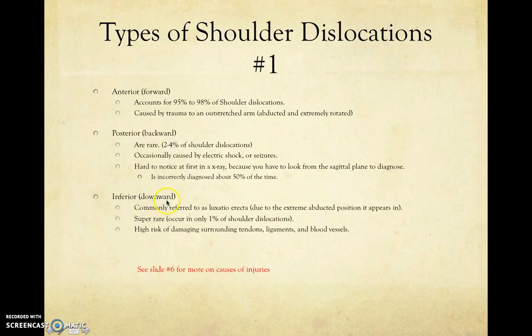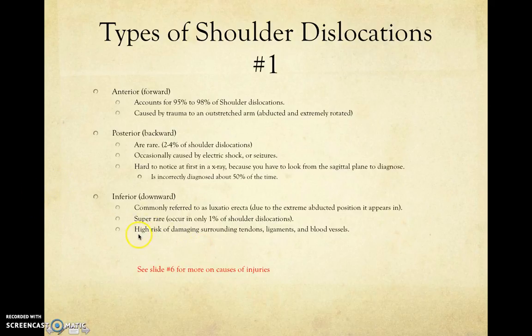Inferior or downward dislocations, commonly referred to as luxatio erecta. This is due to the extremely abducted position that they appear in, with the person's arm above their shoulder. They are also very rare. In fact, they only occur in about 1% or less of all shoulder dislocations.